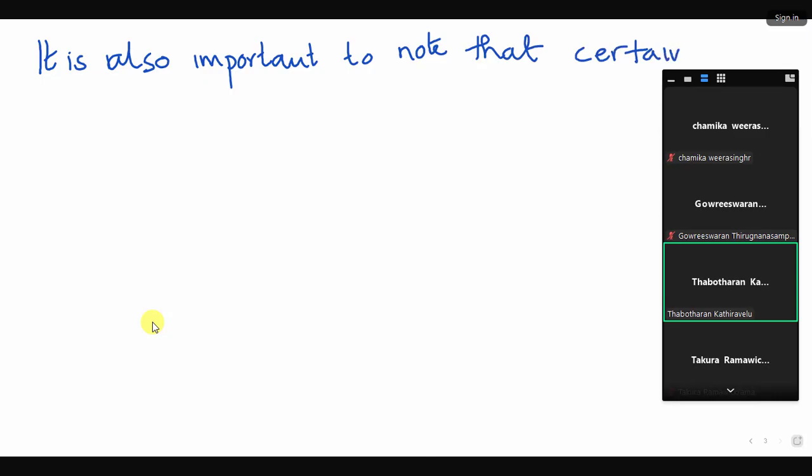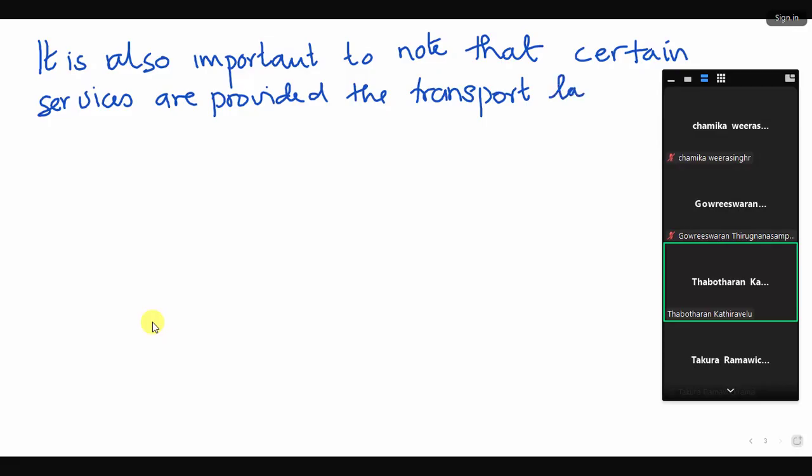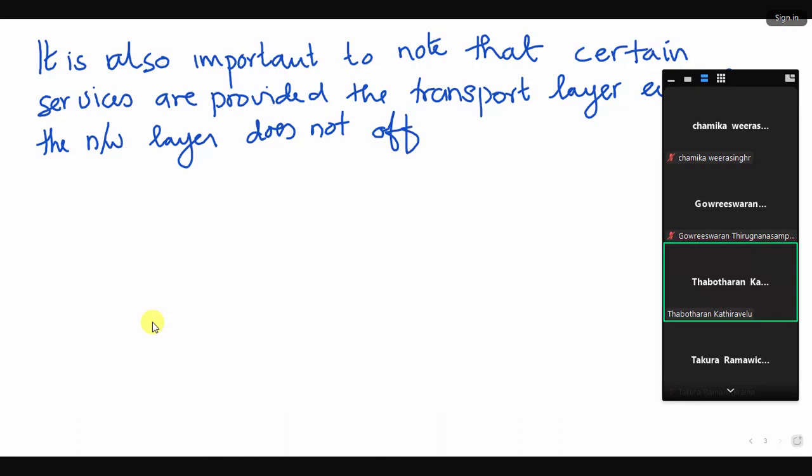Sometimes the English may not be correct as I am writing, but certain services are provided by the transport layer, even though the network layer does not offer them or guarantee them or provide them. We'll see them in a few minutes. Whatever, as long as the meaning is there.